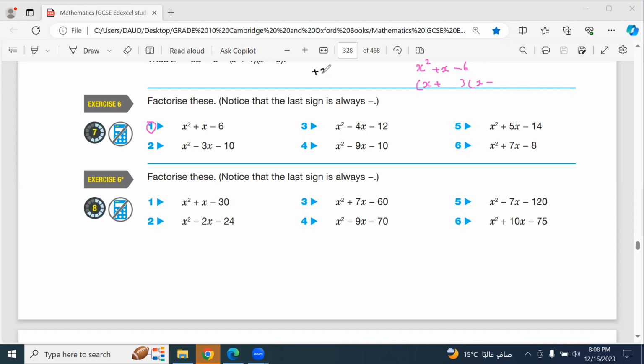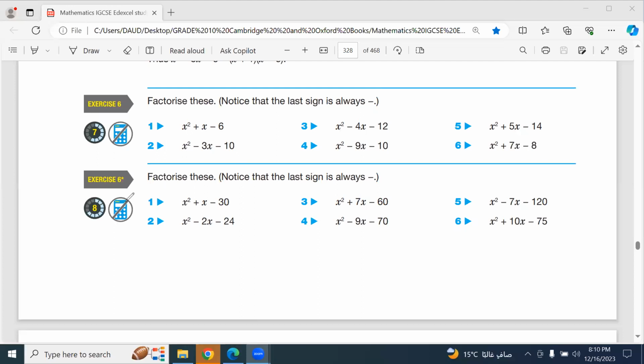Look, if we have plus 3x and negative 2x, that gives me x. And if the same numbers I multiply, it gives me negative 6x squared. So here you can write positive 3 and negative 2. I hope you get it.